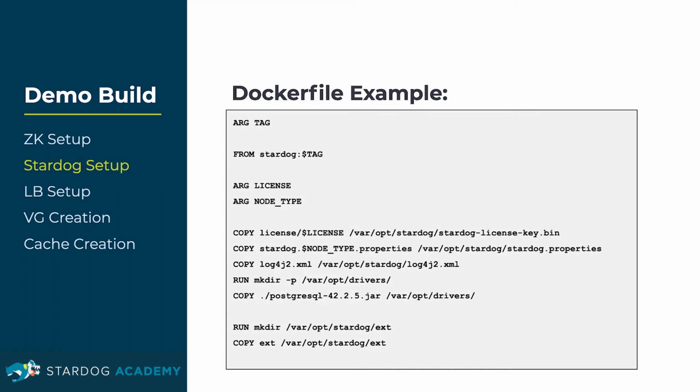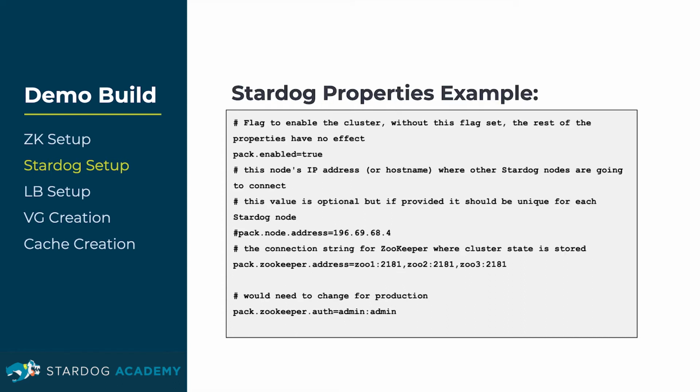Here is the Docker file example. Please note that we are copying our license file, our properties file, a log configuration file, and a database driver into our image. As well as if we had any additional extensions, we could copy those in as well. Here is the example of the Stardog properties file we will use.